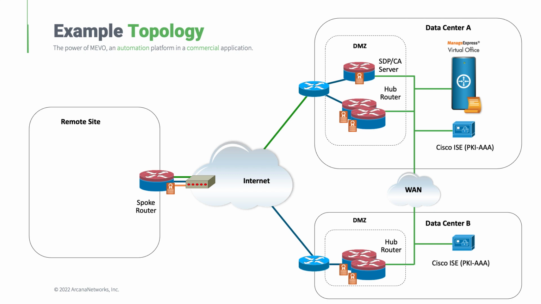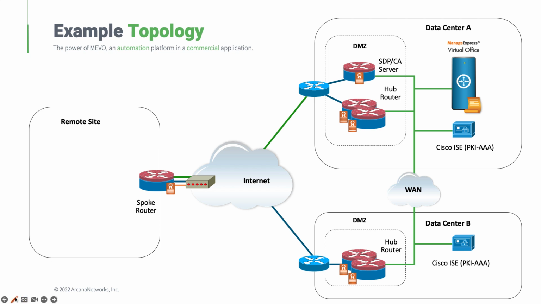If you move a little bit to the left, then we have our DMZ section. So that is our SDP CA server. That is a router, and its primary job is to facilitate the zero-touch provisioning of your remote sites. The second type of router that will be present in your DMZ area are your hub routers. This is the actual VPN termination point that connects the spoke router back to your data center.